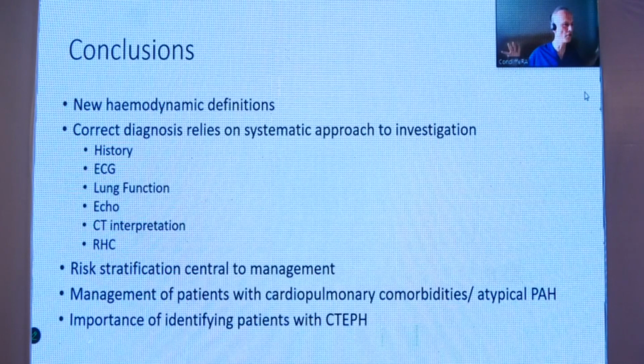Just to conclude, remember we've got those new hemodynamic definitions. We talked about a diagnostic approach, looking at the history and then the simple tests to try and piece together what we think is the likely diagnosis before you proceed to right heart catheterization where available. We've talked about the different treatments we have and risk stratification being central to the appropriate therapy of either oral combination therapy or therapy involving IV therapy. We talked about the difficulty with the large number of patients with cardiopulmonary comorbidity and how to approach those. And just to highlight the importance of identifying patients with CTEPH. So thank you very much for listening.